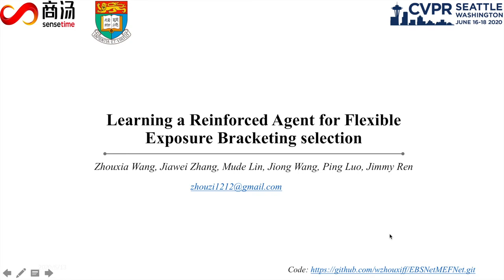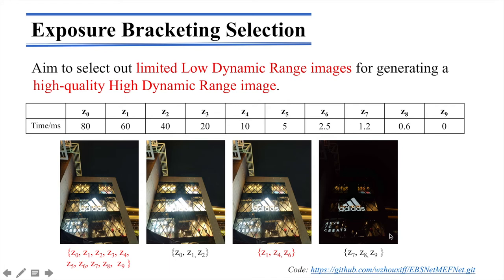Hello everyone, our work is about exposure bracketing selection. Bracketing selection is to select high-quality LDR images for generating a high-quality HDR image. The dynamic range generated by 3 LDR images is close to the one generated by 10 images if we can find an appropriate exposure bracketing.